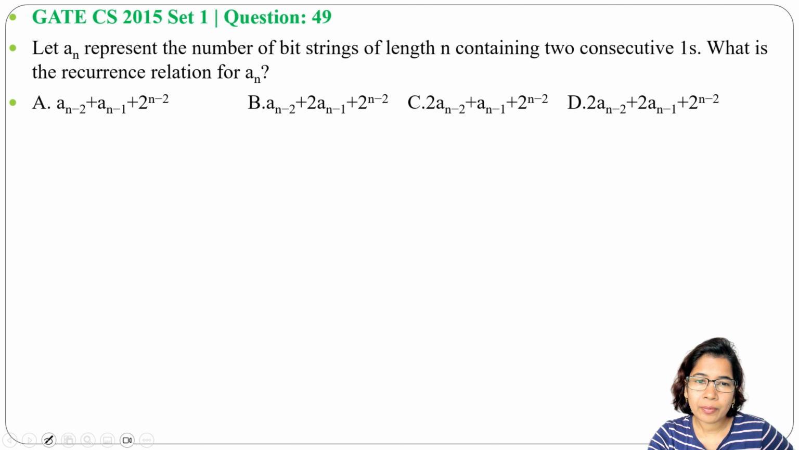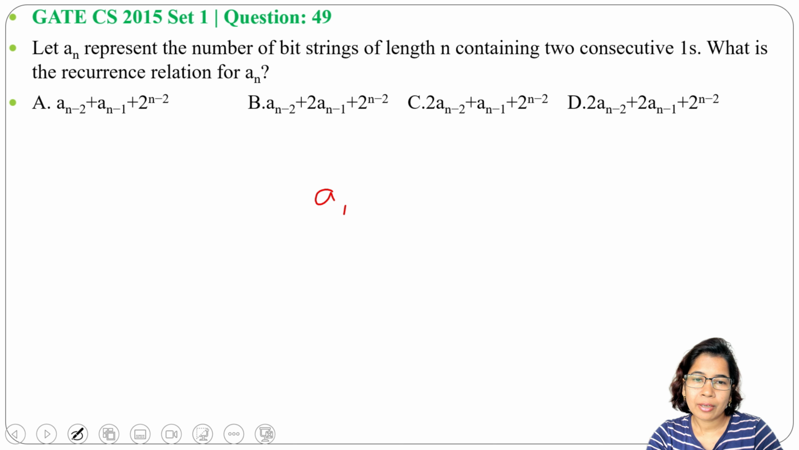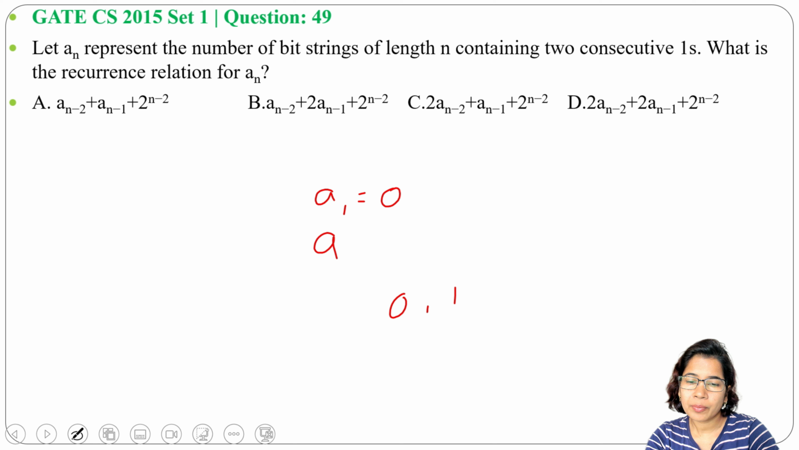So what will be the value of A(1)? The length of the bit string is 1. It contains only 0 and 1. In 0 and 1 both, there are no two consecutive 1s. So A(1) equals 0, right? There is no single digit having two consecutive 1s. Next, what will be the value of A(2)? A(2) will be 1, as in 11 there are two consecutive 1s.